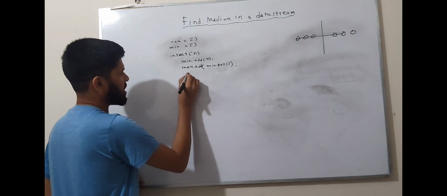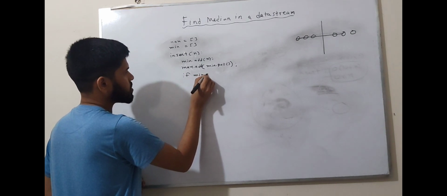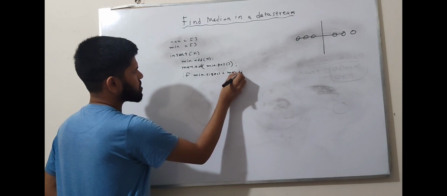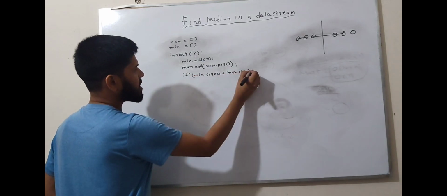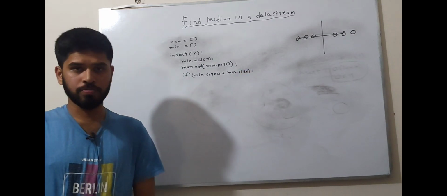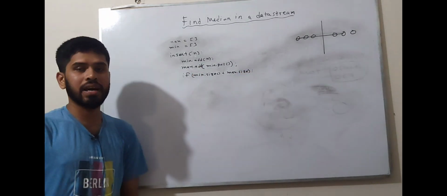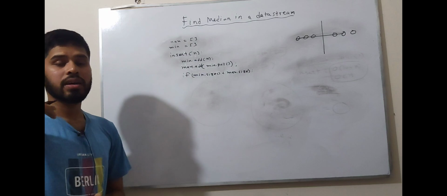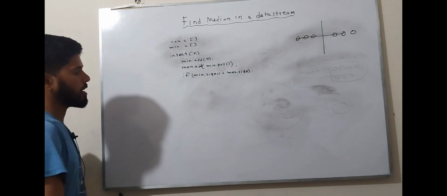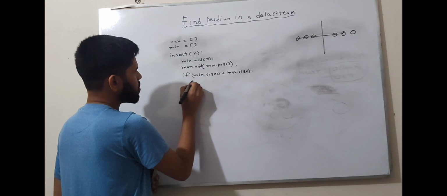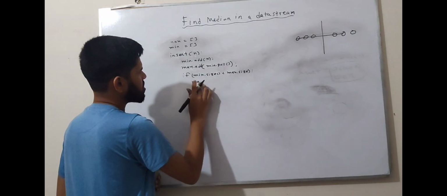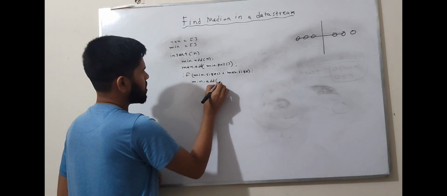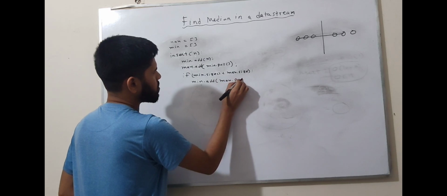Now we're gonna check the size. If the size of min heap is less than the size of max heap, max.size, in this case I am going to remove the max element from max heap and put it back in our min heap data structure. Okay, let's do it. So we have to add in the min data structure, right? So min.add, let's pull from max.poll.